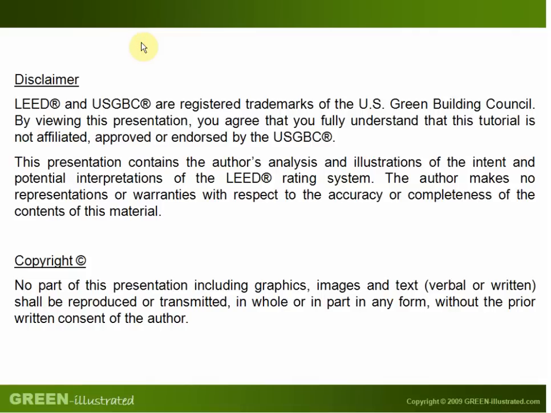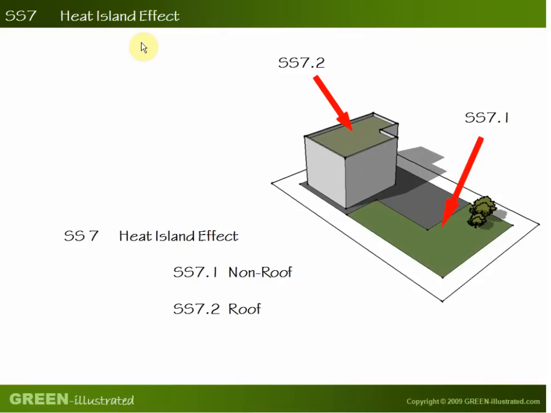In this video we will be discussing Sustainable Sites Credit 7, Heat Island Effect. There are two subcredits here, roof and non-roof. Non-roof of course deals with ground plane surfaces as well as canopies, and roof is any surface covering habitable space below it.